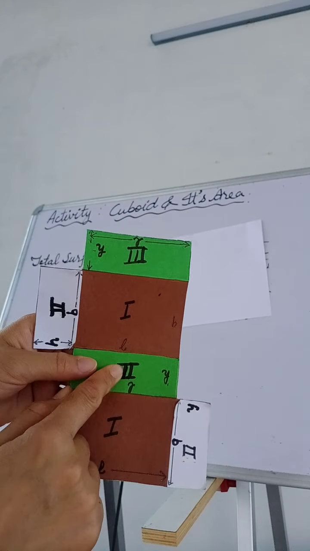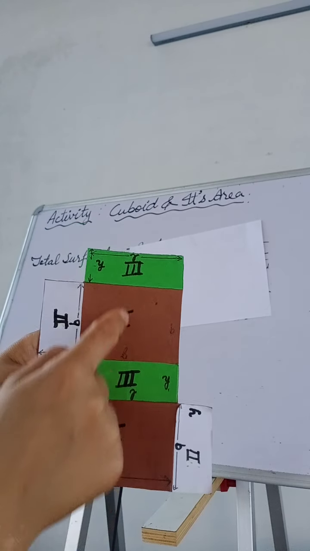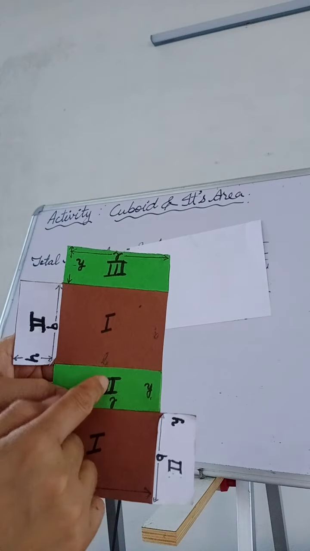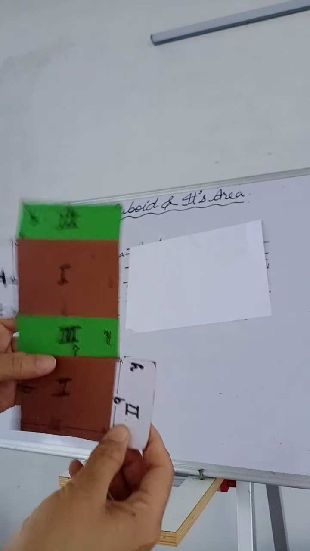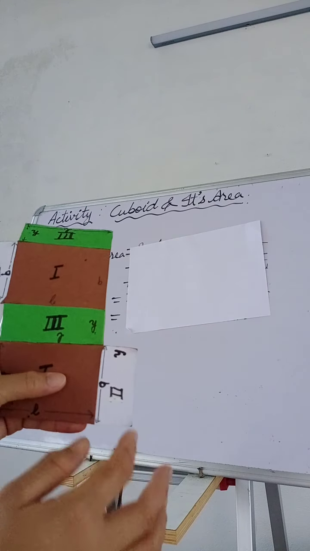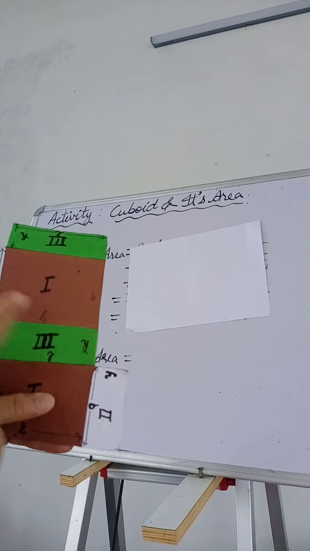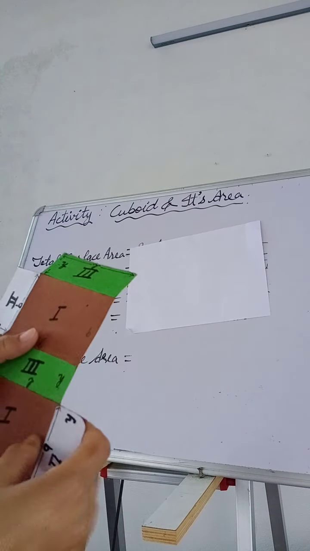Similarly, we will find the area of one green face and multiply the area with 2 in order to get the area of these two faces. And lastly, we will find the area of the white face and multiply it with 2 in order to get the area of these two faces. Let us start.